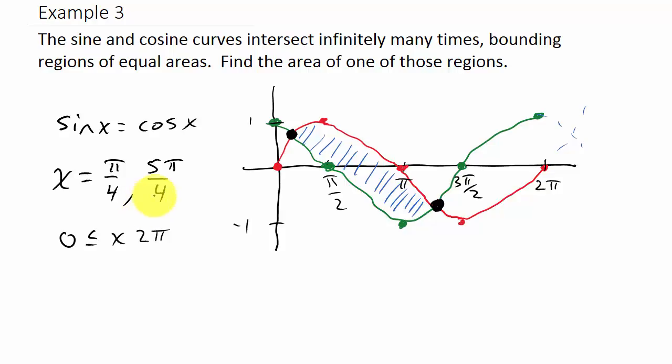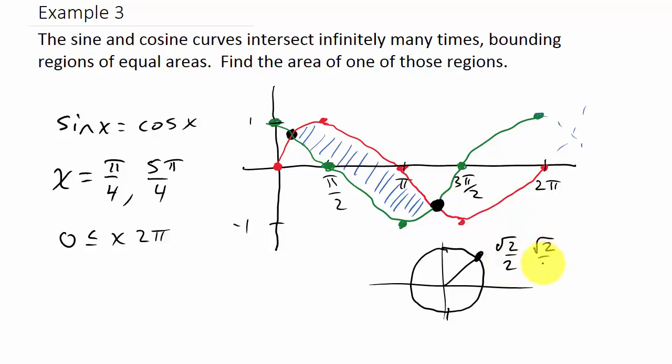And how did I get those values? Well, pi over 4 is 45 degrees, and if you look at the unit circle, a quick way to do it, here at 45 degrees, they're both square root of 2 over 2, the sine and cosine. And then this 5 pi over 4, that's over here in the third quadrant, and both of them are negative square root of 2 over 2. So that's where they're equal.